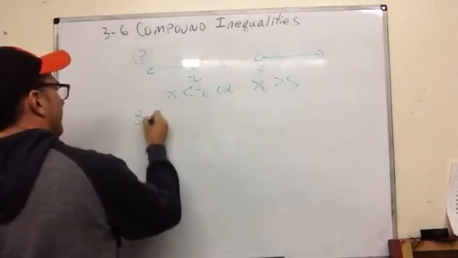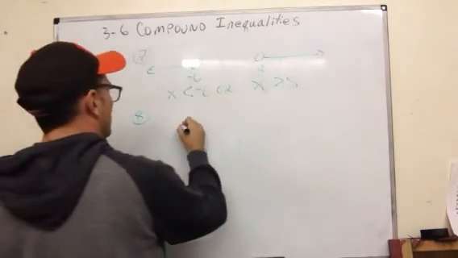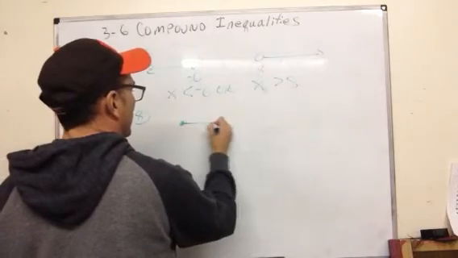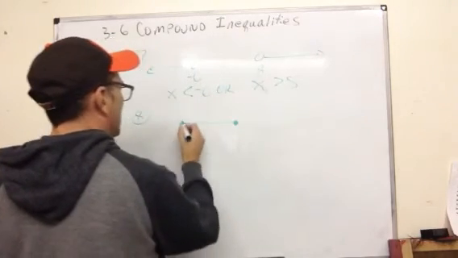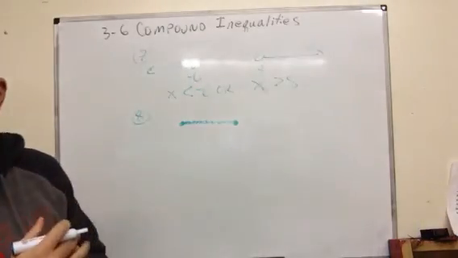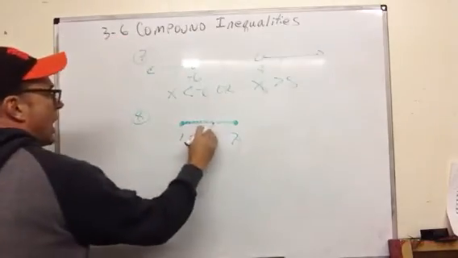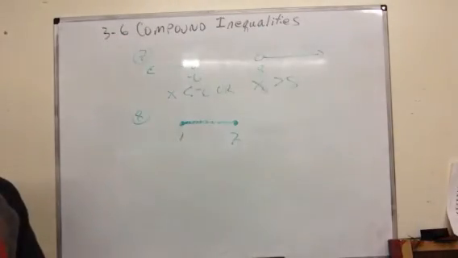Number 8. This is an example. I think both numbers are closed circles. We're shading in the middle. So automatically I see that it's shaded in the middle. We have two endpoints of 1 and 7. I automatically know this is an AND problem.